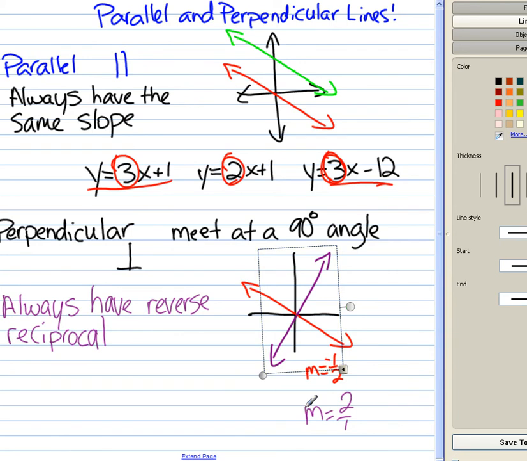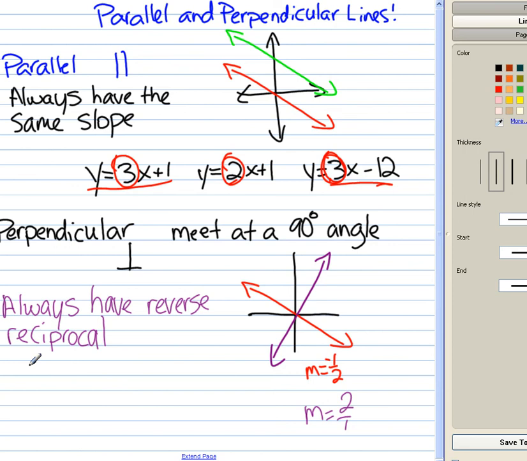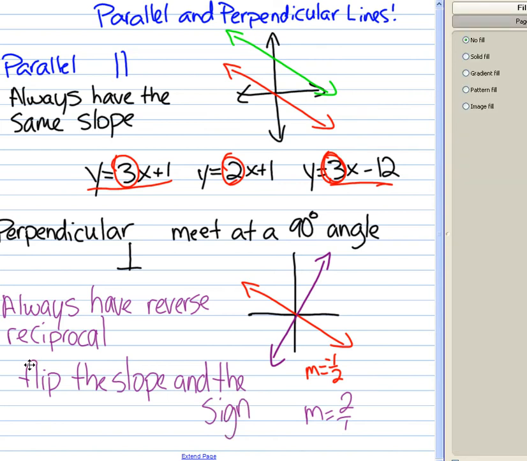All right, if you don't want to remember reverse reciprocal, just remember, flip the slope and the sign. And that's it. Multiplying wasn't hard.